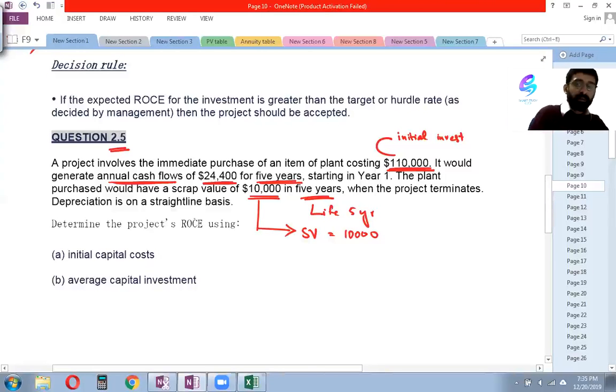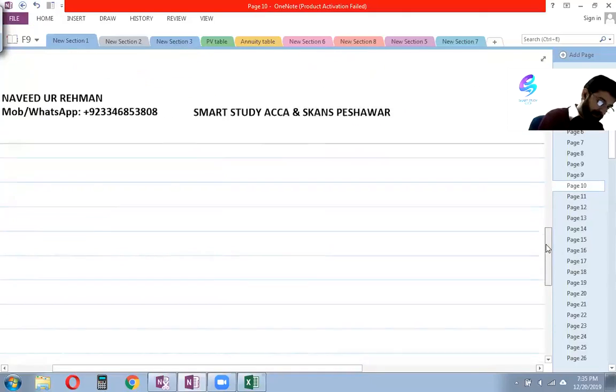It's not important if the depreciation is on straight line basis or reducing balance method, because we are not calculating depreciation for 1 year. We are calculating the total depreciation. So first of all, the requirement. As I told you, we can calculate ARR on the basis of initial capital cost and on the basis of average capital investment. So we'll first do it on the basis of initial capital cost.